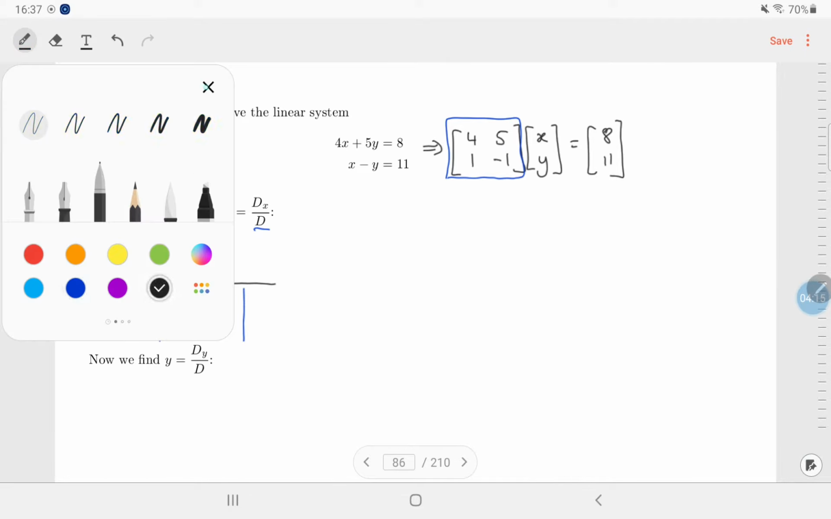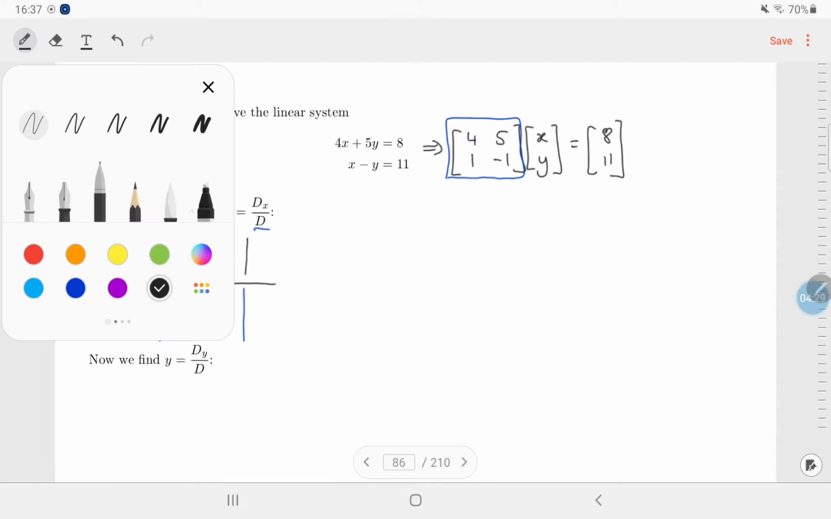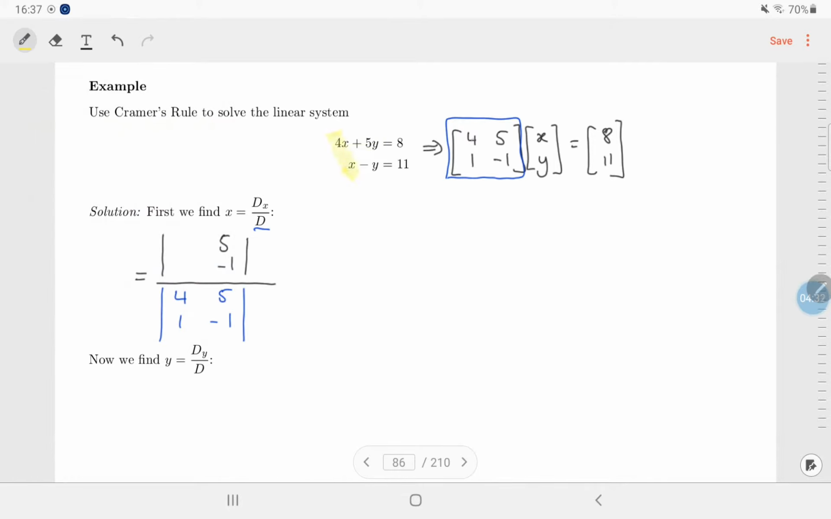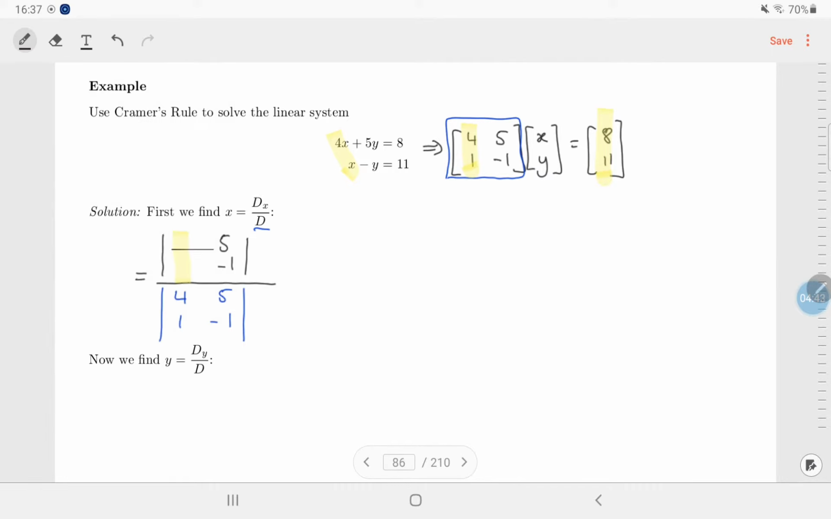And then the thing on top. It's basically the same thing, except in the x column. This is where you make sense of the x coefficients. Look at the coefficients of x: they are 4 and 1. For Dx, what you do is replace the x coefficients with the constants. So what you have in here is, instead of the 4 and the 1, the 8 and the 11. That's what's going on here. And then it's easy from here.